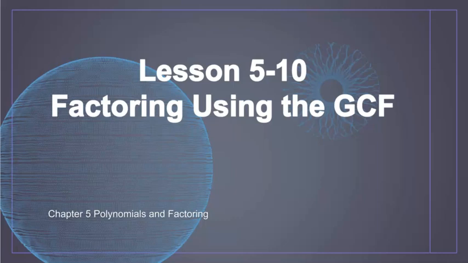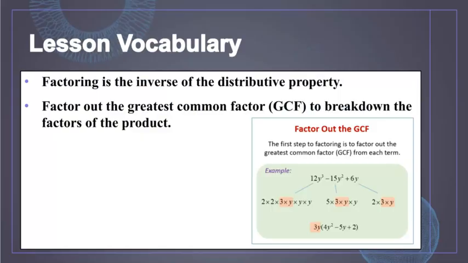Lesson 5-10, Factoring Using the Greatest Common Factor. Now, at this point, you've probably gone through the distributive property. The distributive property means you're taking a factor on the outside of the parentheses and multiplying it by every term inside the parentheses. But if you were to reverse that order, that would be considered factoring. So factoring is the inverse of the distributive property. So instead of multiplying, you're going to be dividing out a common factor.